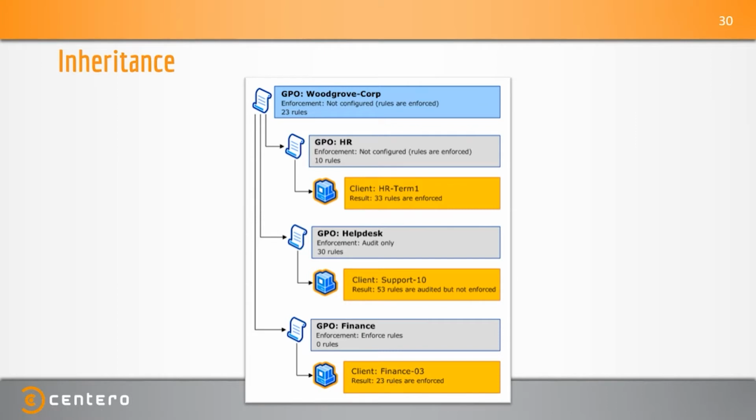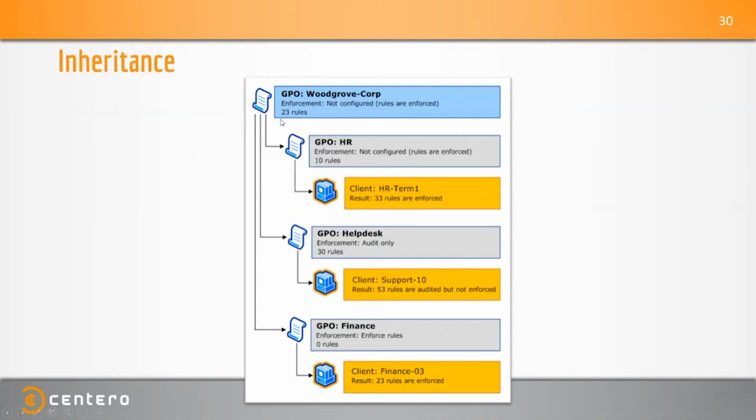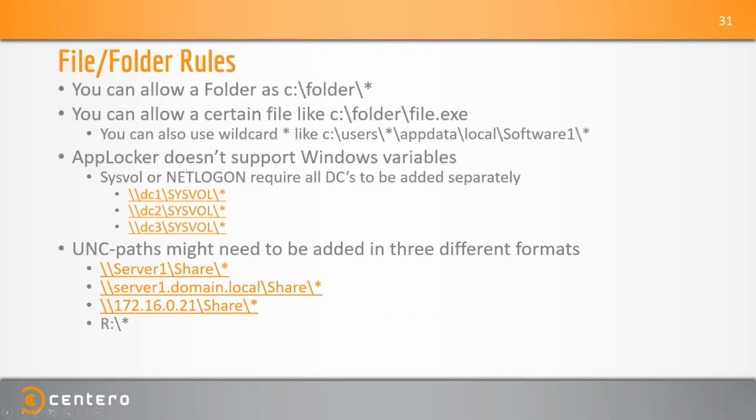Okay, so the main switches of enforced or audited will be separately inherited, and the rules, on the other hand, will be merged. So 23 rules from here and 10 rules here, we'll have 33 rules here. And the enforcement, because it wasn't configured anywhere, the default is enforcement. So you have to look at two different things that get inherited.